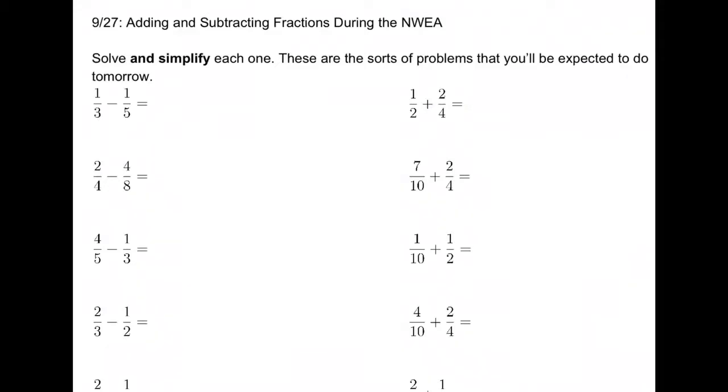927. Adding and subtracting fractions. Solve and simplify each one. These are the sorts of problems that you'll be expected to do tomorrow, Thursday's proficiency check.